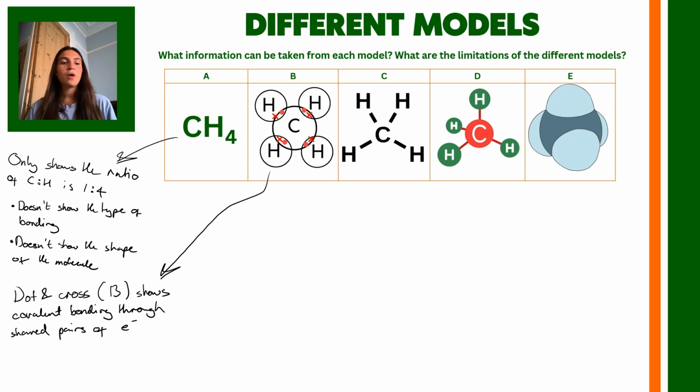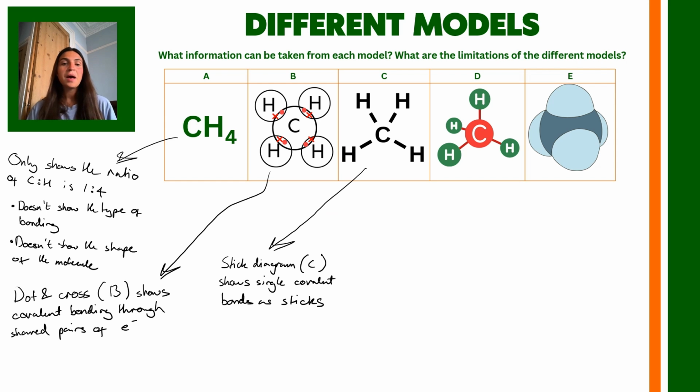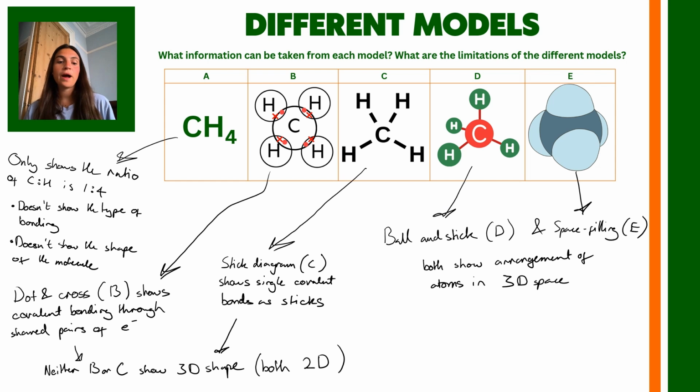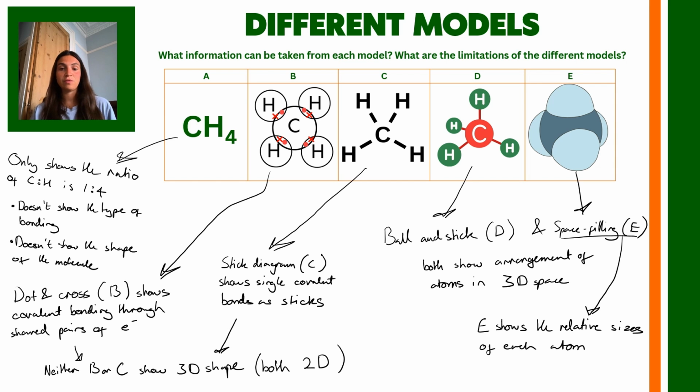In part B, we do have our dots and crosses, so we can tell that it is now covalent bonding through those shared pairs of electrons, okay? But actually what B and C don't show you, so the stick diagram C as well here, which is showing those covalent bonds as sticks, is they don't show you the shape because they're not 3D, okay? Whereas model D and E here, so we've got the ball and stick and this space filling E, both do show the arrangement of those atoms in 3D space, and E as well shows you the relative size of each of these different atoms.